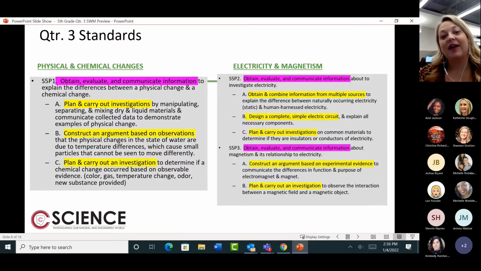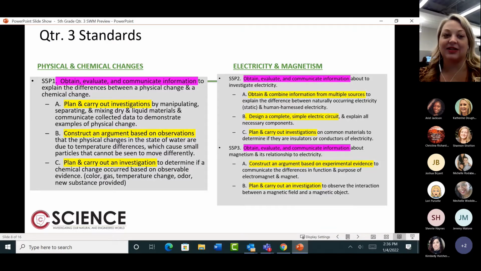But the second part of that says based on observations. So they're going to be looking at something, observing something. All right, what are they observing? Right here, that the physical changes in the state of water, so we're talking about liquid, are due to temperature differences, which cause small particles that cannot be seen to move differently.